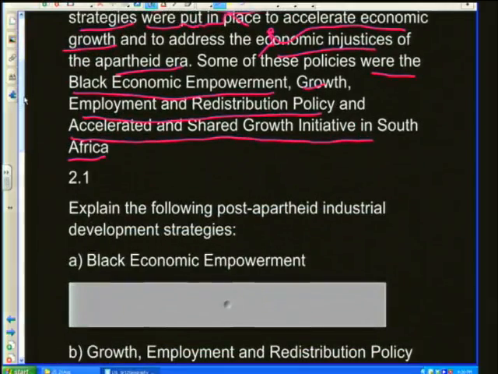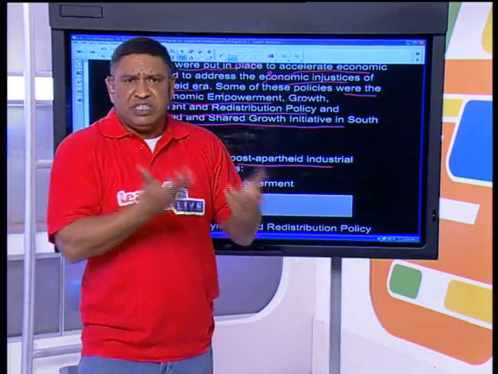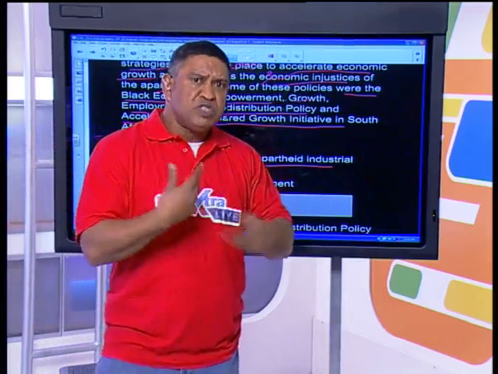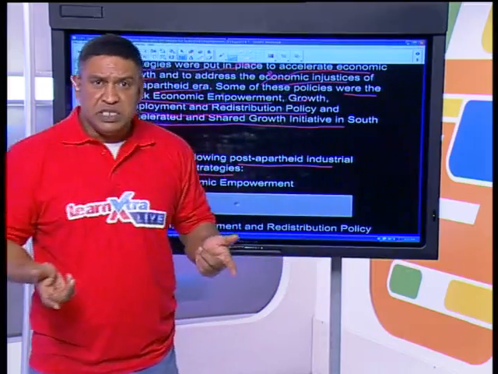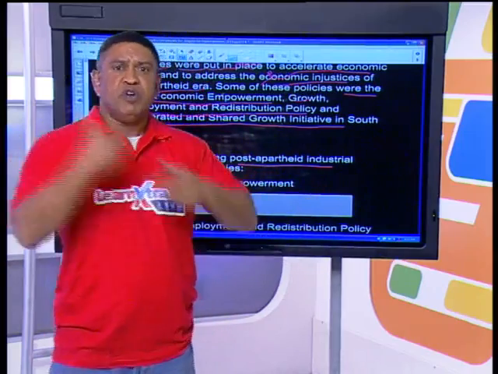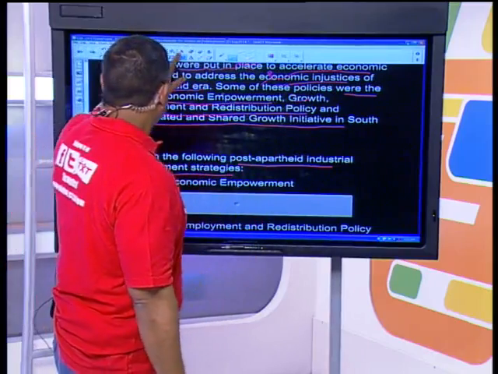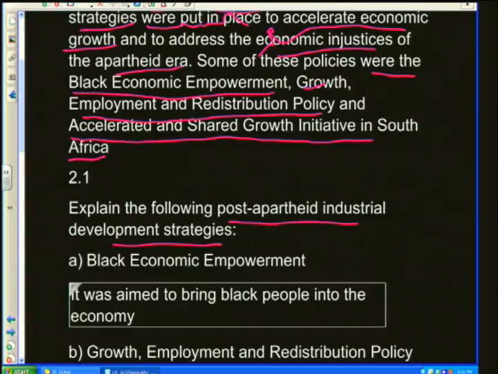Let's look at the questions. Explain the following post-apartheid industrial development strategies. BEE: you know that in many cases, especially in management and business positions during the apartheid era, most of this was held by the white population. Now it was trying to introduce the black population into these types of jobs, businesses and opportunities so that the playing fields can be leveled. So let's look at our answer here. Yes, it was aimed to bring black people into the economy.